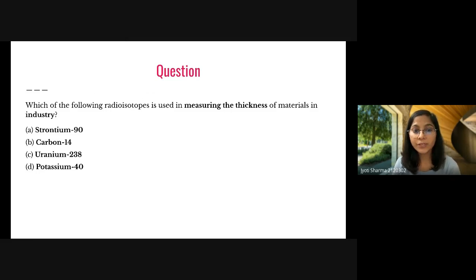Okay, which of the following radioisotopes is used in measuring the thickness of material in industry? The options we have: strontium, carbon, uranium, and potassium. Carbon is not the right answer, because we have talked about its application. Uranium, we already have talked about this. Then among A and D, we have strontium and potassium. So what do you think? What is the right answer? A or D?